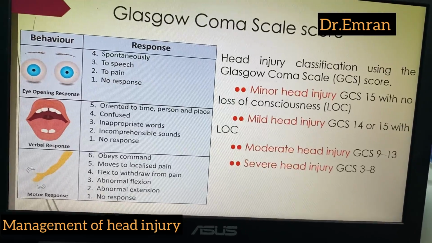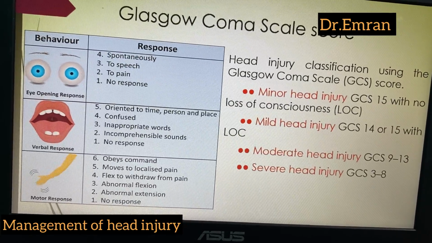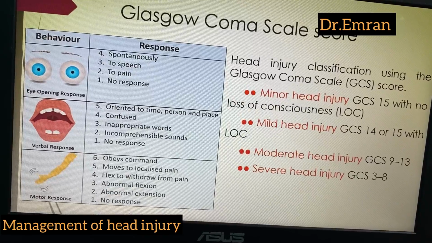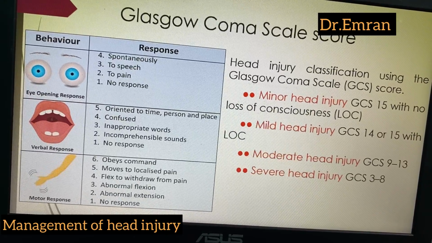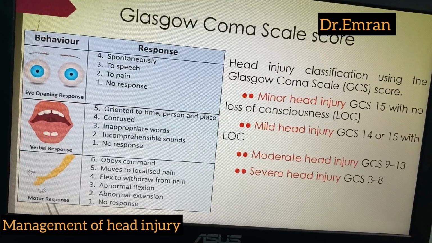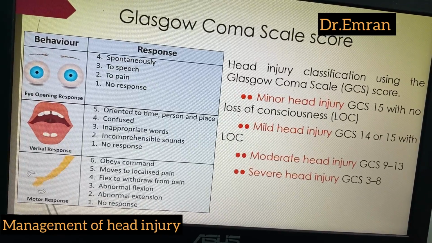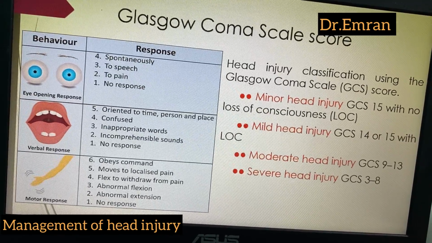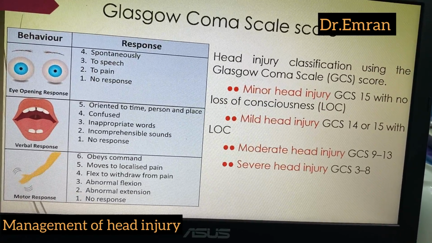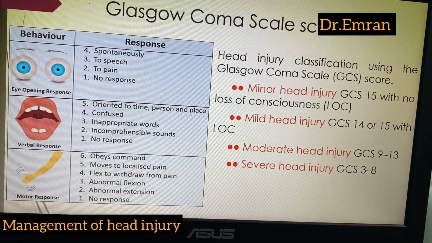And this is the slide of Glasgow Coma Scale, EVM, that is eye opening, verbal response and motor response. Eye opening for 4 score, verbal response for 5 score, and best motor response for 6 score. And this is used in grading of head injury.